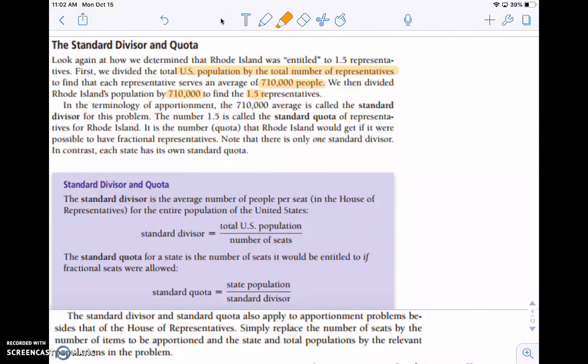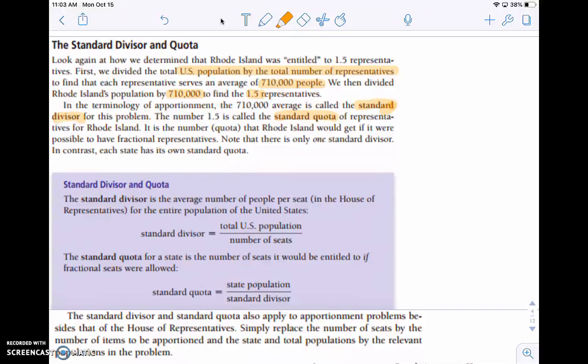So in the terminology of apportionment, we say the 710,000 average is called the Standard Divisor. This is what we're dividing the populations by. The 1.5 for Rhode Island is what we call the standard quota of representatives for Rhode Island. It's the number or the quota that Rhode Island would get if it were possible to have fractional representatives. And note that there's only one standard divisor. That standard divisor is applied across all states, but each state gets its own standard quota.